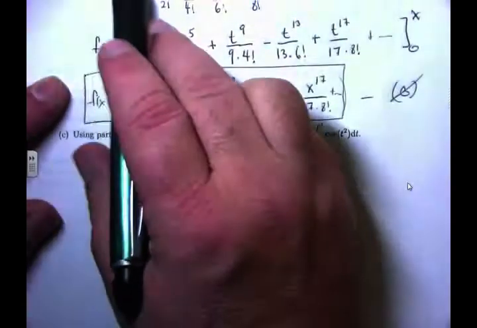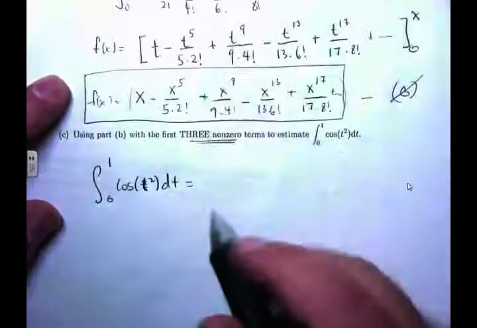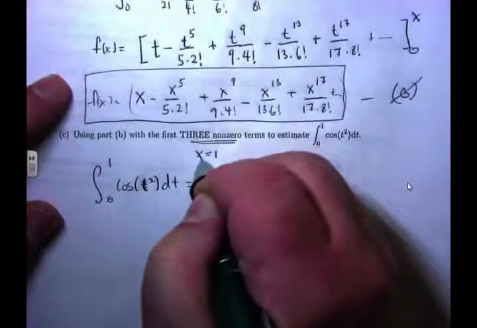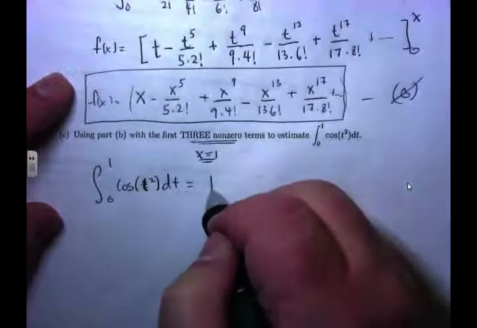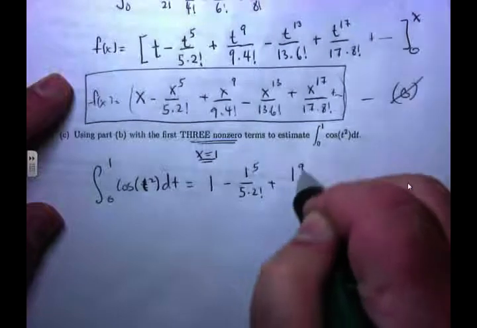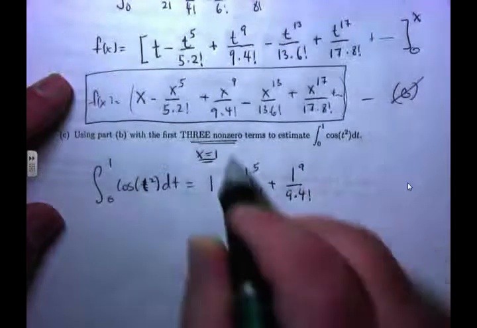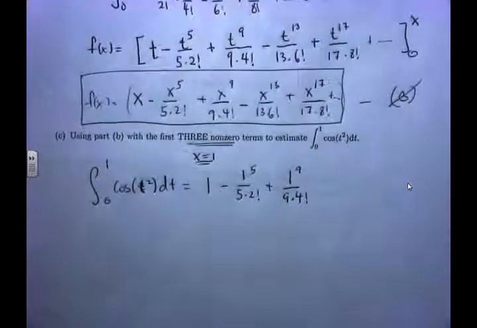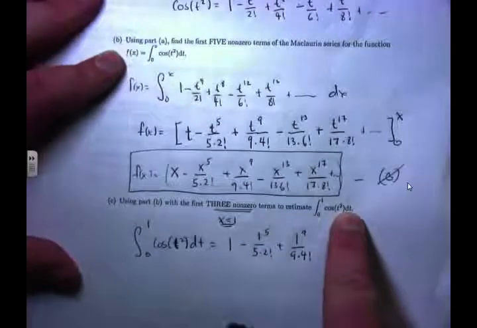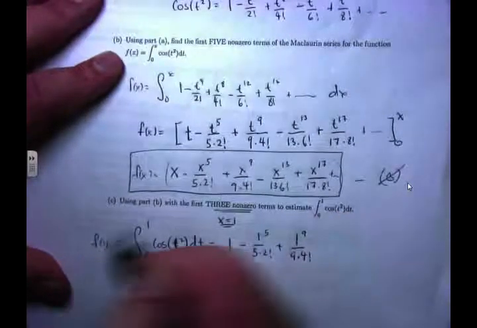This is going to be equal to, well, this right here is the integral, but instead of 1, I got an x. So what I'm going to do here is basically I'm going to shovel 1 is equal to x in this problem. So this would have been 1 minus 1 to the 5th over 5 times 2 factorial plus 1 to the 9th over 9 times 4 factorial. And they said just the first 3 terms. Because remember, this function that we just came up with is the integral from 0 to x of cosine of t squared. They want me to integrate basically the integral from 0 to 1 of the cosine of t squared, which is basically just f of 1. I'm just plugging 1's into all my x's.